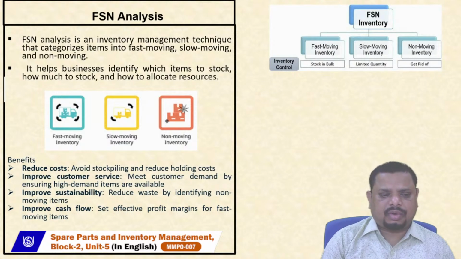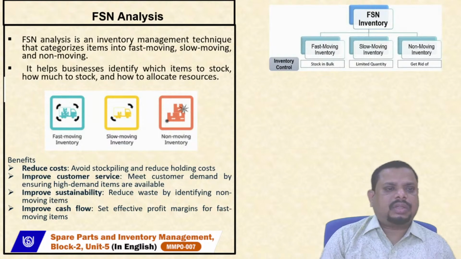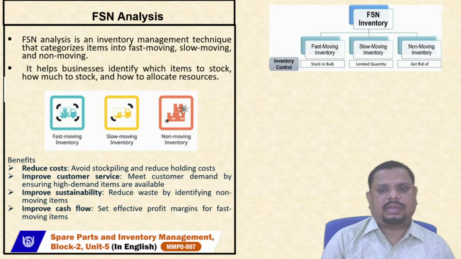So in case of improved cash flow, set the effective profit margin for the fast moving items. When the demand is very high for a specific fast moving item, the company must provide on-time deliveries of that item to maximize the profits. So these are the overviews of your fast moving, slow moving, and non moving items.